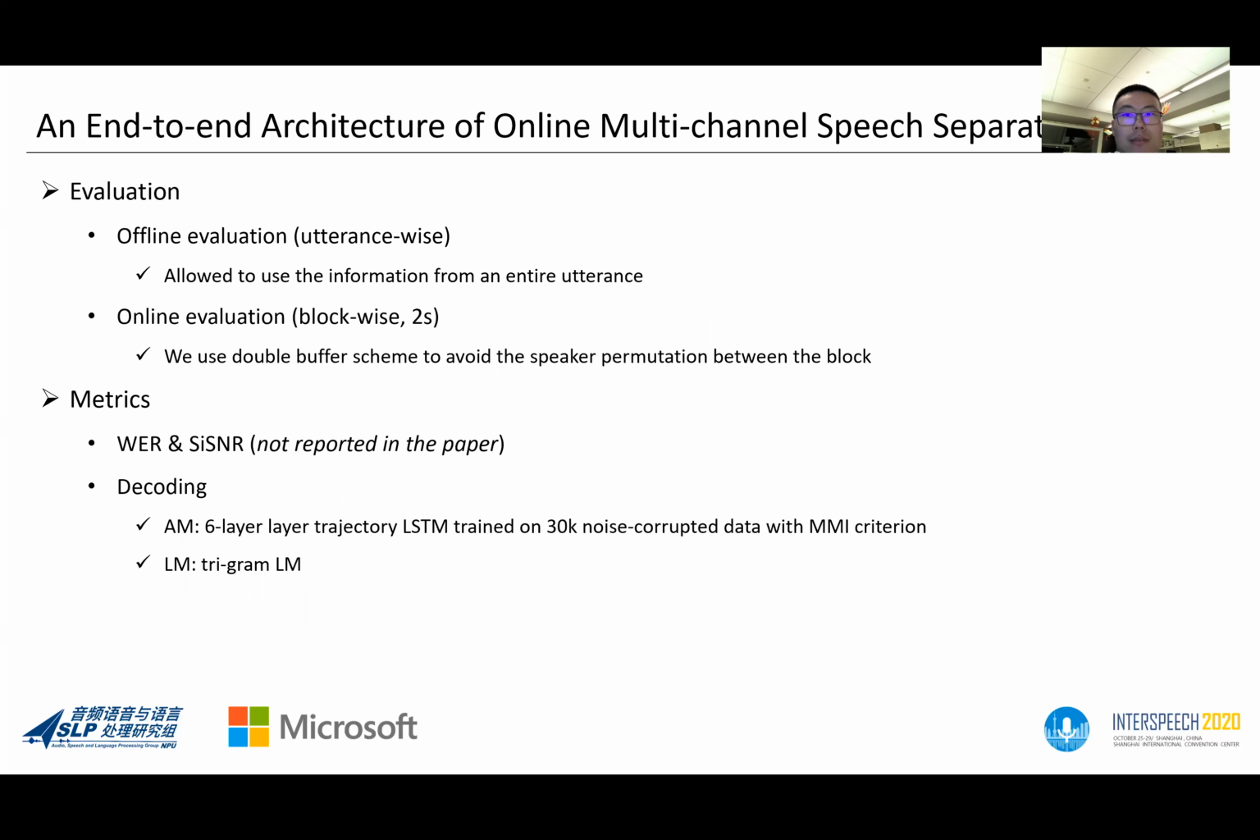The SISNR results are not included in the paper due to space issues. In the offline evaluation, we are allowed to use the information from an entire utterance, while in the online evaluation, only one block of the speech is available. We use a double buffer scheme to avoid the speaker permutation issues between the blocks, and each block has overlapping parts with the previous one. In this paper, we always use 2 seconds block size for online evaluation.